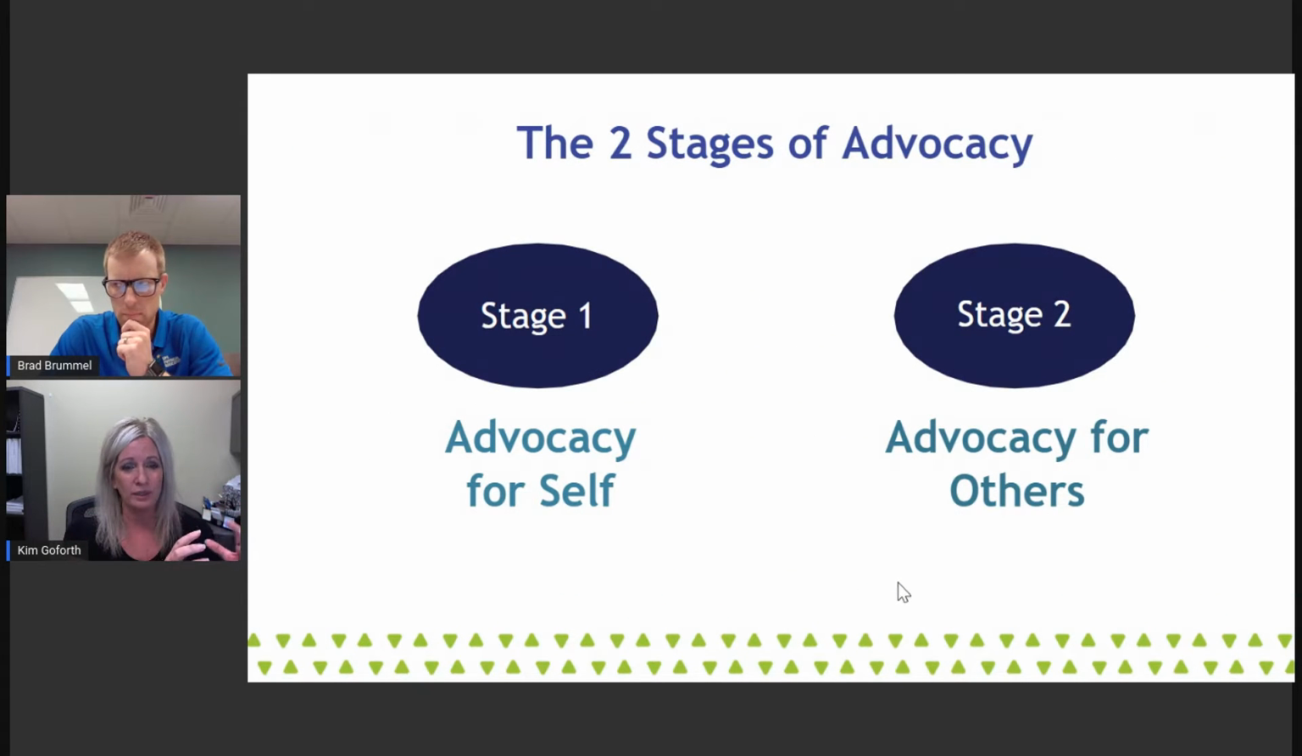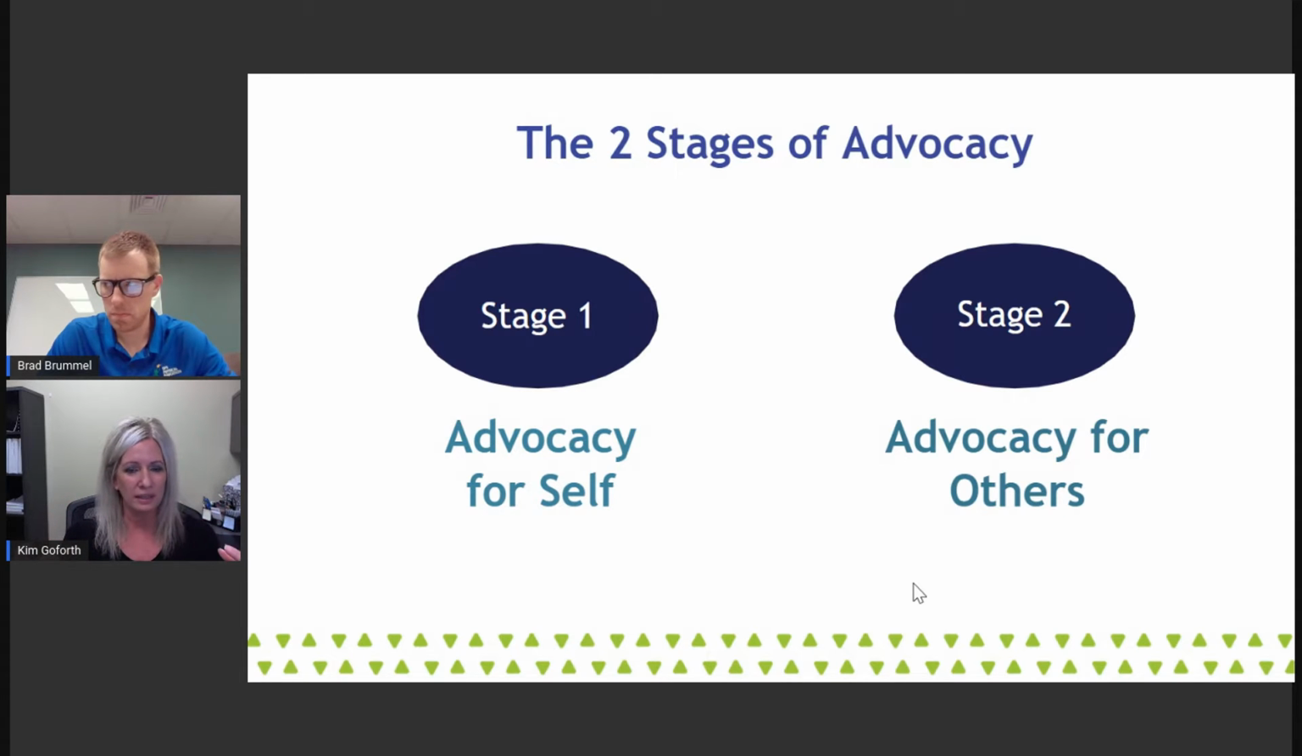Stage 1 is advocacy for self. As students advocate for what they need to become a more health literate person, that is one stage. And then stage 2 is advocacy for others. How can students help advocate for maybe someone in their family, maybe a close friend, or maybe a community need that they see that they need to get involved in, or that they want to get involved in? And so this skill will be broken into these 2 stages.